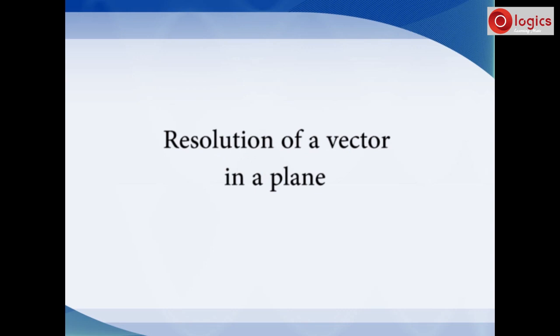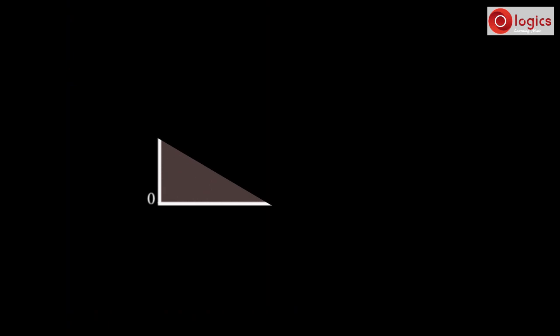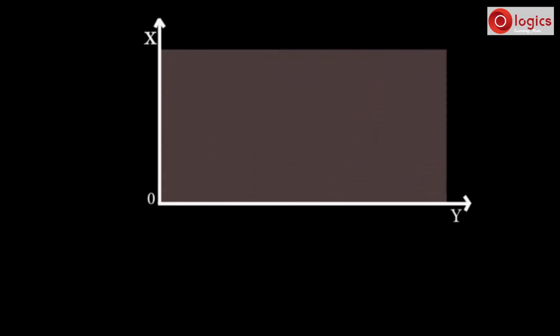Let's understand about resolution of a vector in a plane. Till now we learned how to add and subtract vectors, through which we got a resultant vector. That is, we derived a resultant vector from two vectors. Now, let's derive two vectors from a vector. Let this be a plane. Let a bar be a vector in this plane. Now we will derive two vectors from a bar.